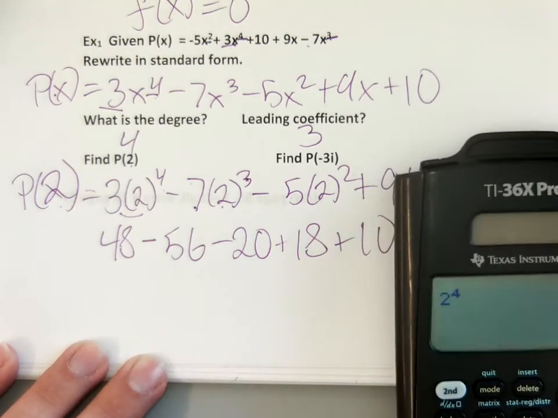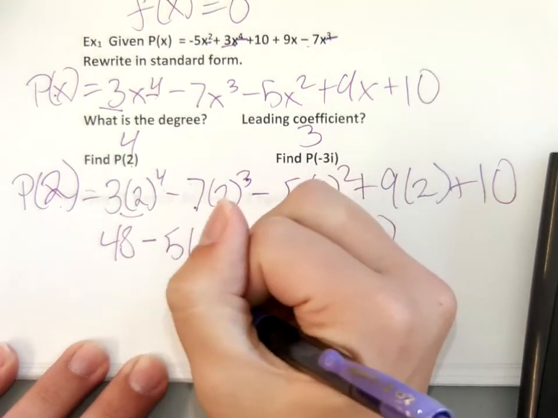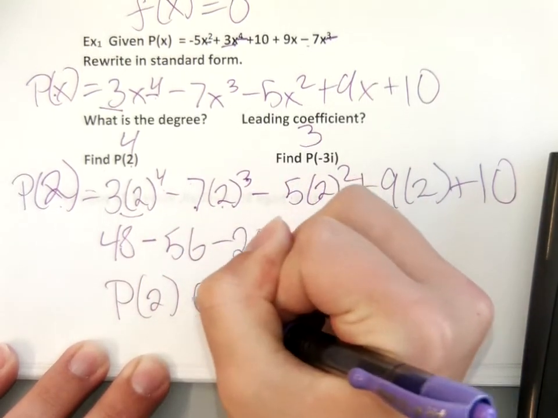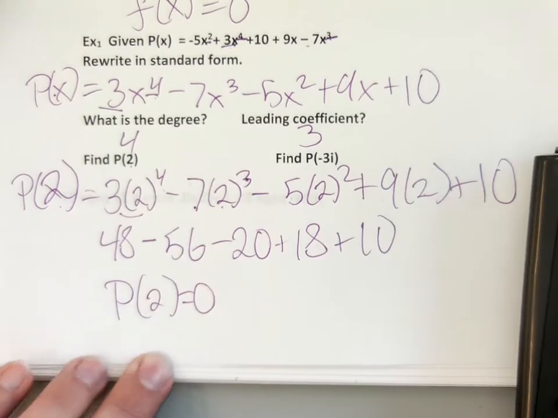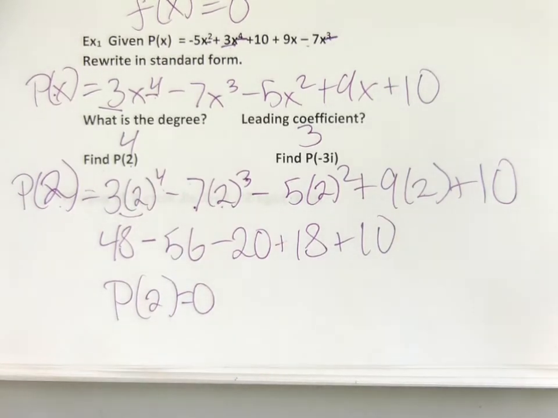What do you get for an answer, Brittany? 48 minus 56 is negative 8, minus 20 plus 18 plus 10. We get 0, don't we? So what does that tell us about p of 2? It's a root. Yes, it's a 0 or root. If it makes the answer 0, it's a root or 0. Well done, good job, Brittany.